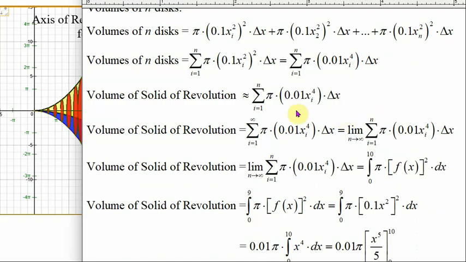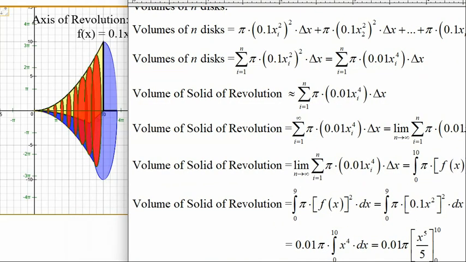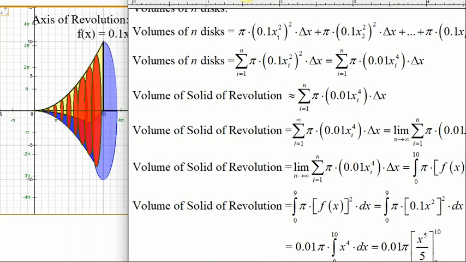And then if we want the exact volume for the solid of revolution, then we need to divide the solid into an infinite number of slices, meaning we need to allow n to run to infinity. And when n runs to infinity, or approaches infinity, we would write it like this.